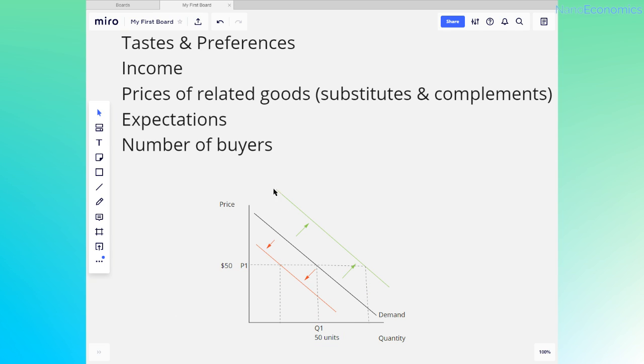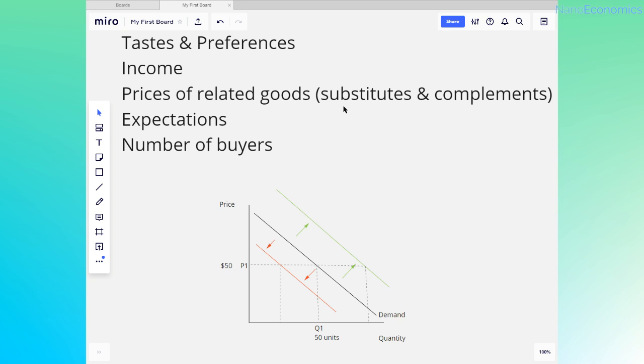So at the original demand, at a price of $50, we would demand 50 units. And that's given our known tastes and preferences for this good, how much money we have available for purchasing goods, and the price of related goods. That includes 2 new pieces of vocabulary, complements and substitutes, and we'll talk more in depth about those in future lessons and future videos.